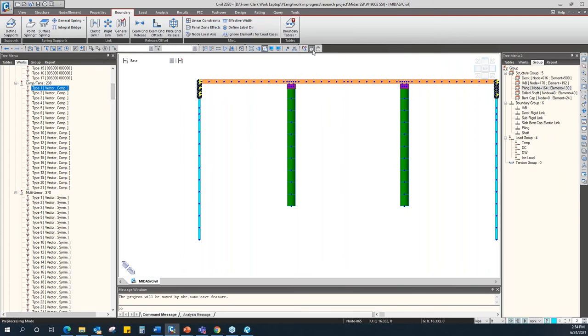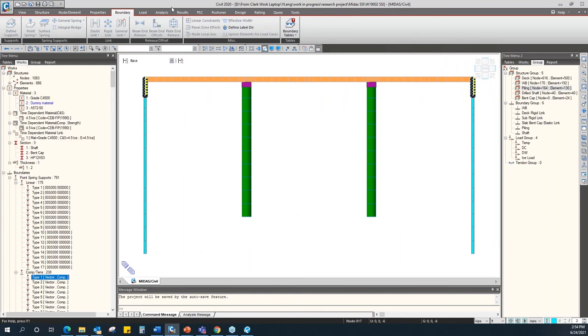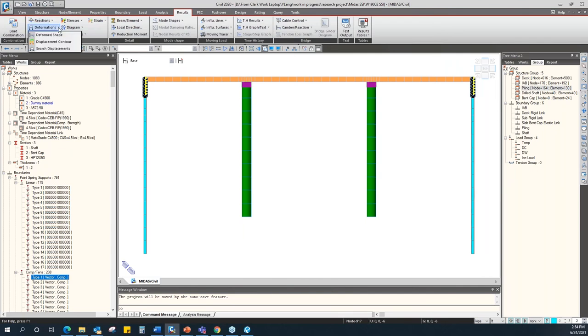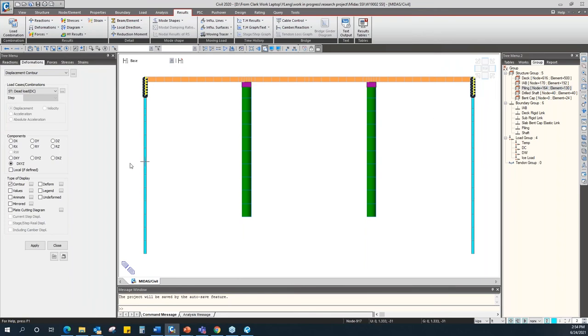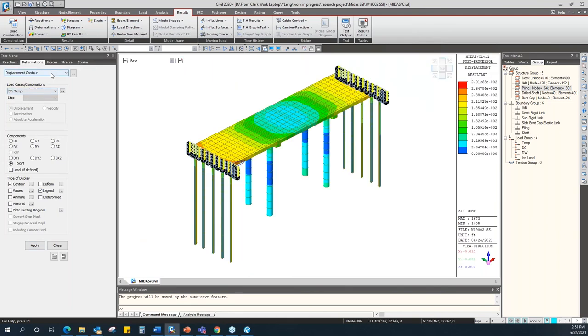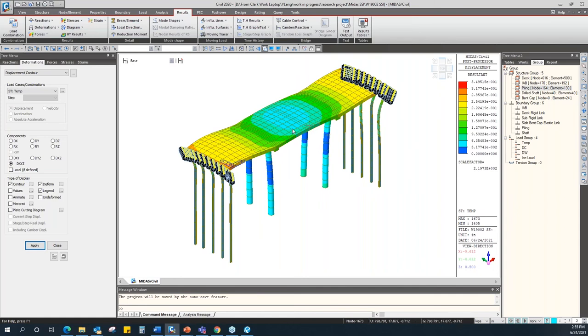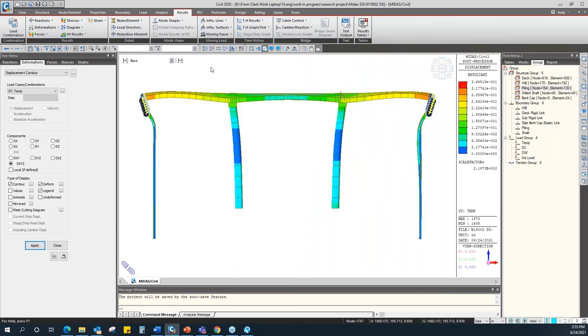And here, this model is complete. So I will show you the deformation, for example, under the temperature load. So here's the deformed shape of the whole structure. It is for when we have a temperature rise of 40 Fahrenheit, the deformation of the whole structure.